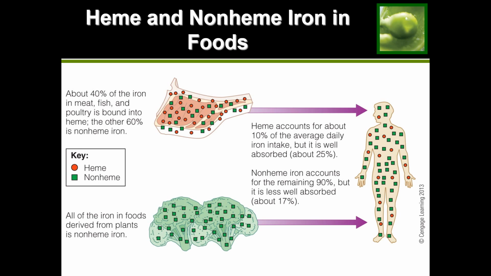Now, besides the difference in where they are found, they also are handled differently in the body. Heme is the one that is actually absorbed a lot more readily, and it is also not affected by the diet. What I mean by that is that it's always going to be absorbed at the same rate, regardless of what else you are eating along with it. Non-heme iron, the one that is found in plants, is not absorbed as well, and it can be influenced by the things that you eat. So the absorption can be decreased or increased based off of what you're eating along with that iron.